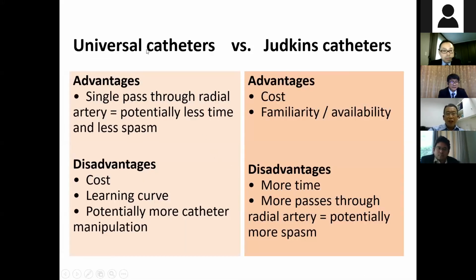But the universal catheter has some disadvantages as well, because almost always there will be a higher cost, and you need a learning curve, and also potentially more catheter manipulation, which is quite difficult for the beginner. But it's good for a single pass through the radial artery, with less potential to cause spasm.